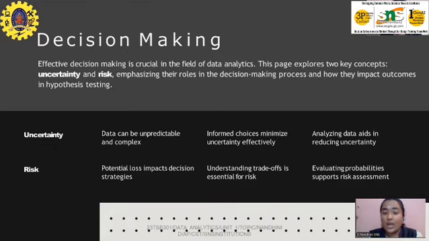Next is risk. Risk means the potential losses. If the decision goes wrong, what will happen? Next is how we understand these trade-offs. What are the risks in this? The third one is evaluating profitability to support risk assessments.